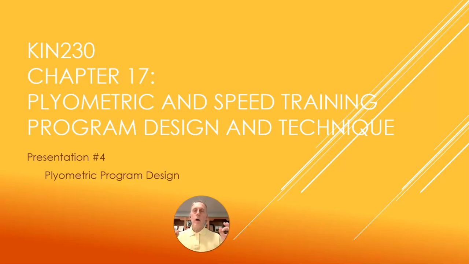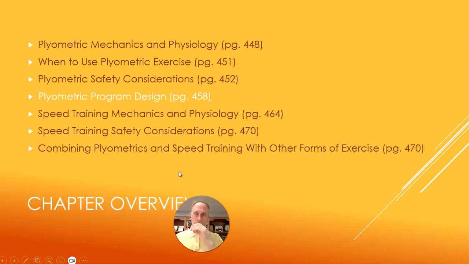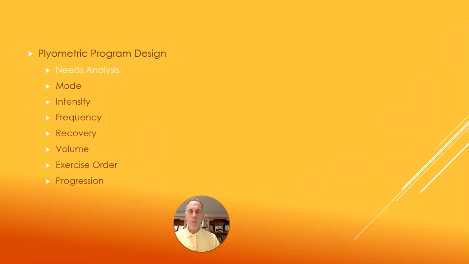Okay, chapter 17 here, we're talking plyometrics. This is program design. We're still in kinesiology 230. And when we look at what the book is getting after here with program design, starting on page 458, it's good stuff. But when you get deeper into this and you start doing some more programming, you're going to end up looking deeper and deeper, more into different things.